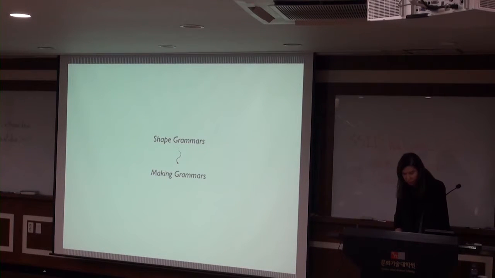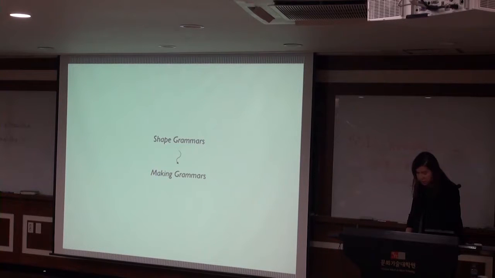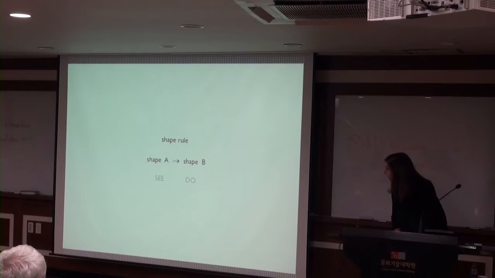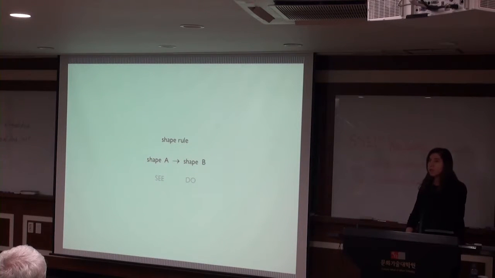Okay, so first, a little bit about making grammars. So making grammars are a generalization and an extension of shape grammars. And I'm not going to say very much about shape grammars. You've heard quite a bit about them today. So the rules of a shape grammar generate designs by computing directly with shapes. The rules involve seeing and doing. If you see a shape A, then basically do the shape B. Do as shown by the shape.